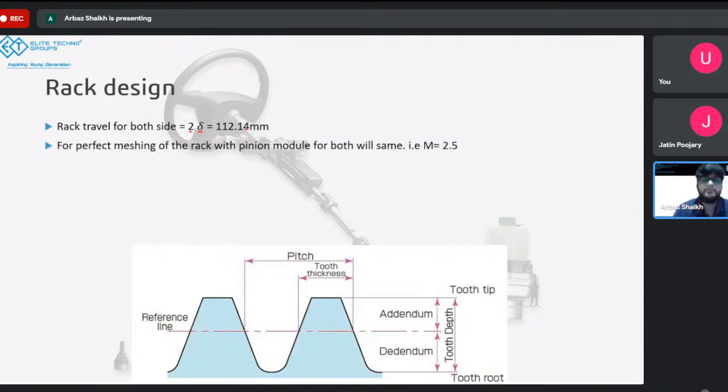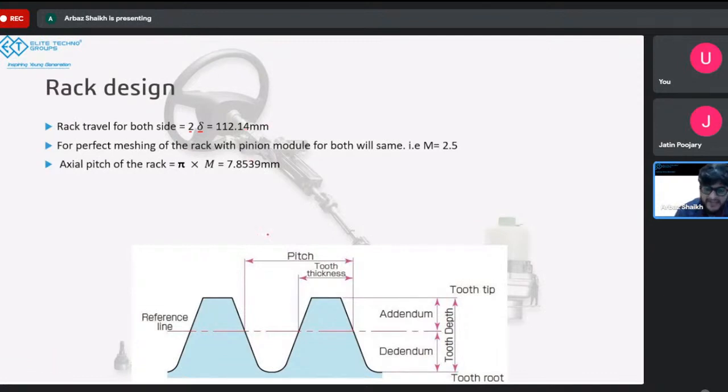Now, for perfect meshing of rack and pinion, the module of both should be the same. So that's why the module of the rack becomes 2.5, because we want the meshing to be the same. The circular pitch of your pinion will also be the same as the actual pitch of your rack.